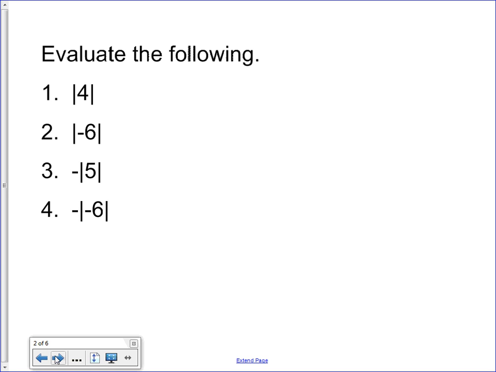So on this first one, when we're talking about absolute values, we have to remember that absolute values are talking about distance from zero. So on number one, if it asks you how far is 4 away from 0, or the absolute value of 4, we're talking about 4. And number two, it says the absolute value of a negative 6, which means how far is a negative 6 away from 0, and that would be 6.